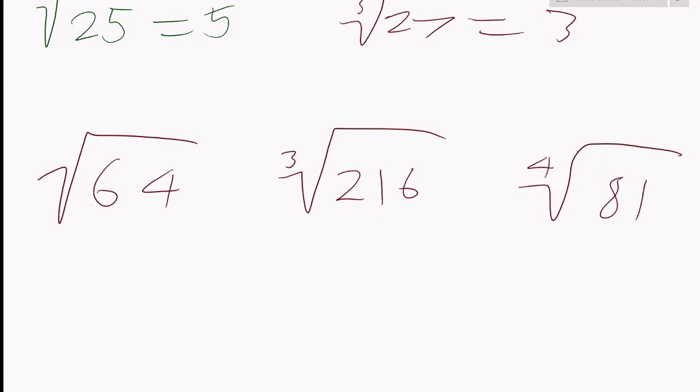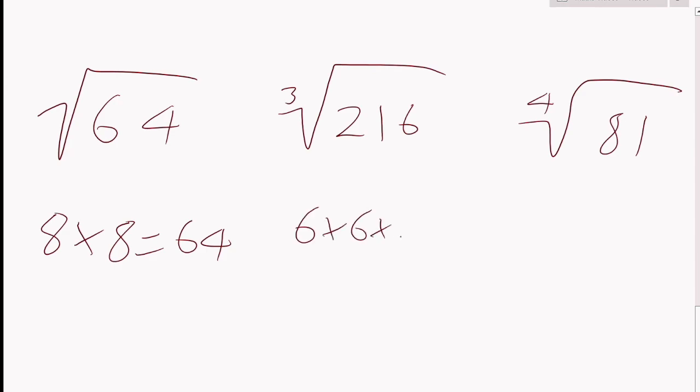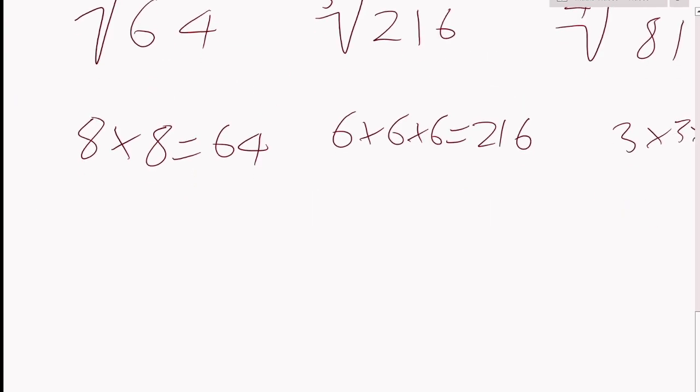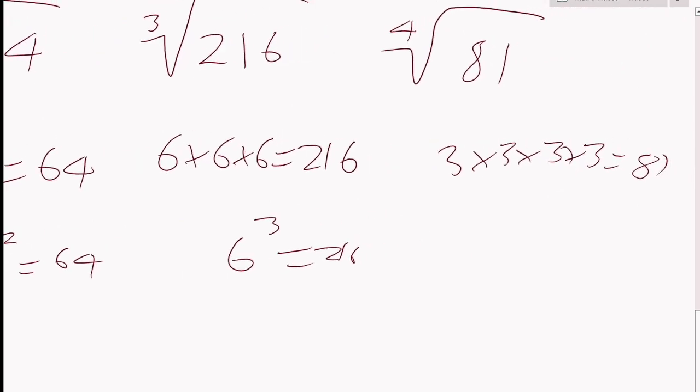So hopefully you've now had time to do that. You would find that the square root of 64 is 8 because 8 times 8 equals 64. The cube root of 216 is 6 because 6 times 6 times 6 equals 216. And the 4th root of 81 is 3 because 3 times 3 times 3 times 3 equals 81. And as we've seen, we can shorthand all of these. That's 8 squared, that's 6 cubed, and that's 3 to the 4th.